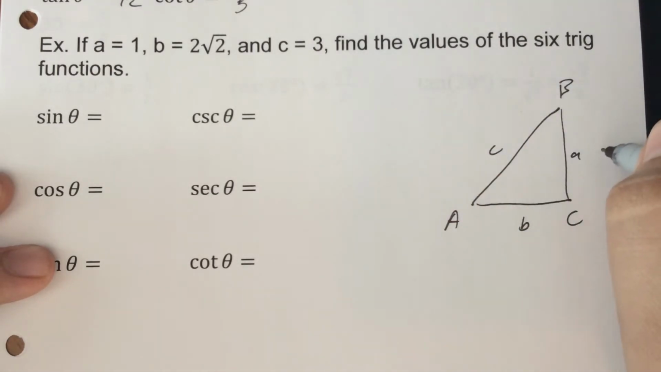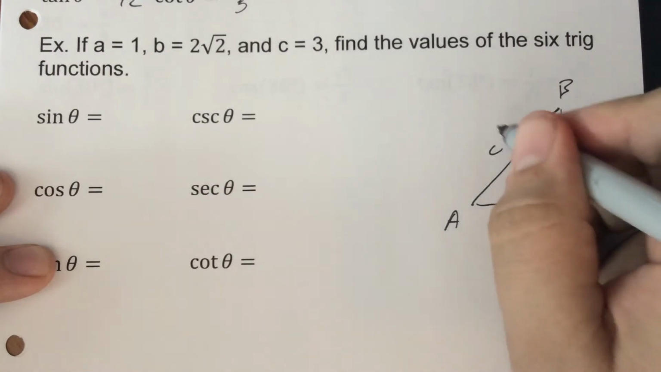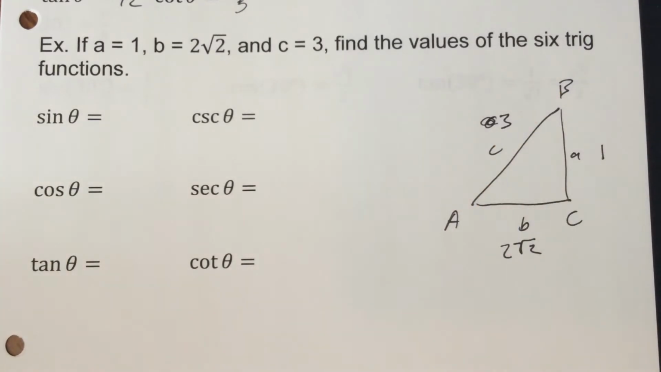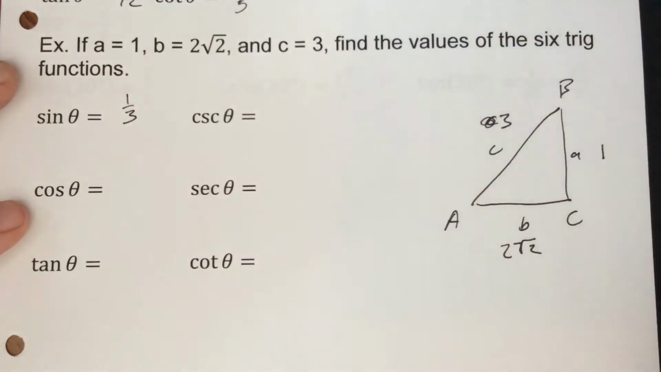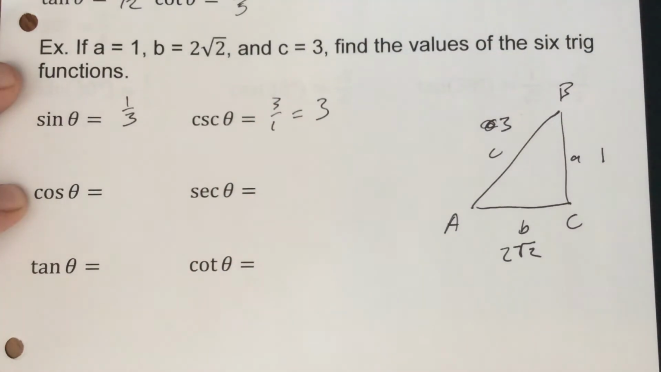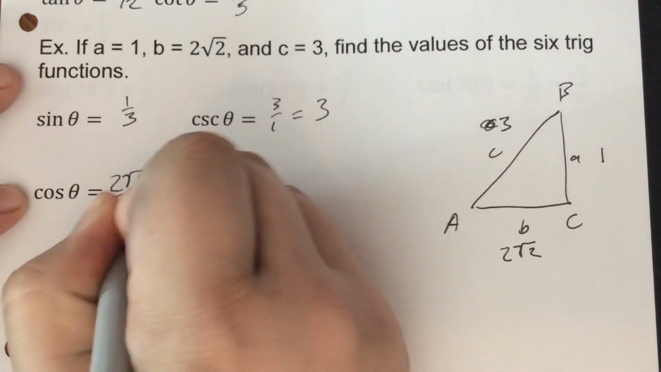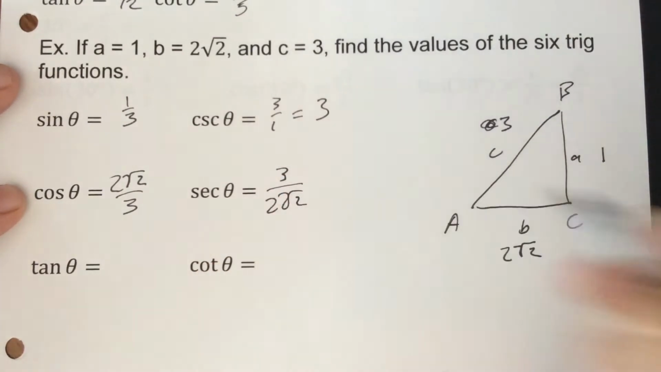But if we plug these in, A is 1, B is 2 square roots of 2, and C is 3. Not another C, but a 3. There we go. So sine is A over C, so 1 over 3, so 1/3. Cosecant, flip that over, 3 over 1, so in other words 3. Cosine is adjacent over hypotenuse, so 2 square root of 2 over 3. So when we flip it, we'd have 3 over 2 square root of 2.